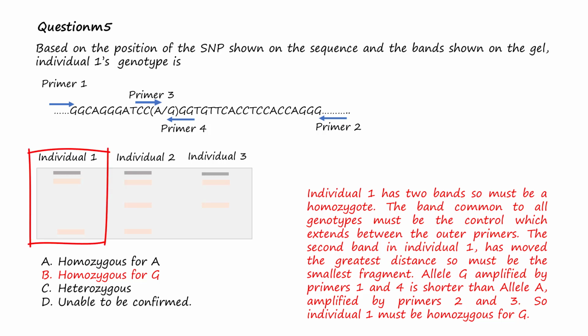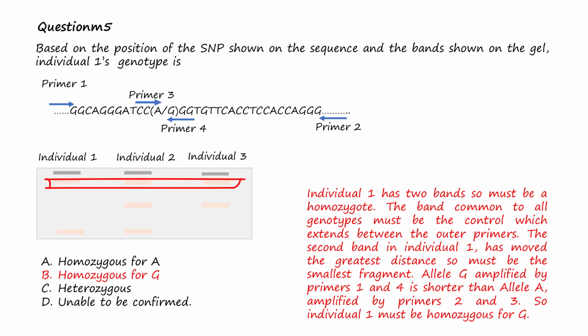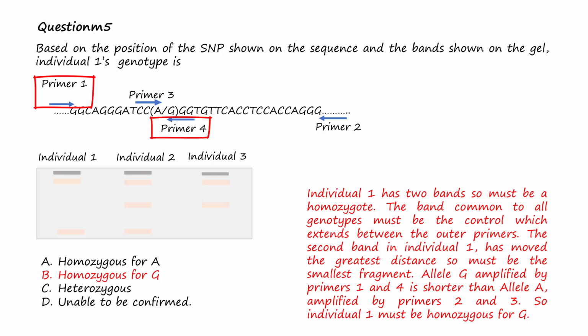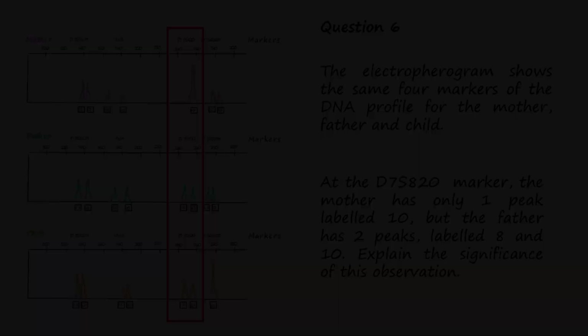Individual 1 has 2 bands, so must be a homozygote. The band common to all genotypes must be the control that extends between the outer primers. The second band in individual 1 has moved the furthest, so it must be the smallest fragment. Allele G, amplified by primers 1 and 4, is shorter than allele A, amplified by primers 2 and 3. So individual 1 must be homozygous for G.